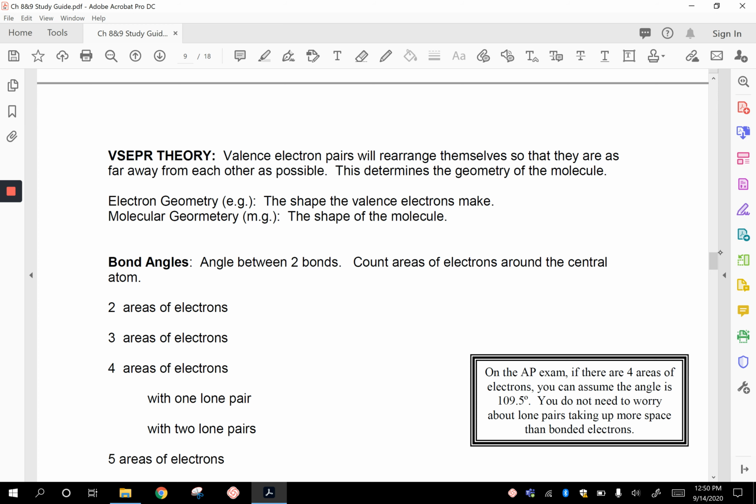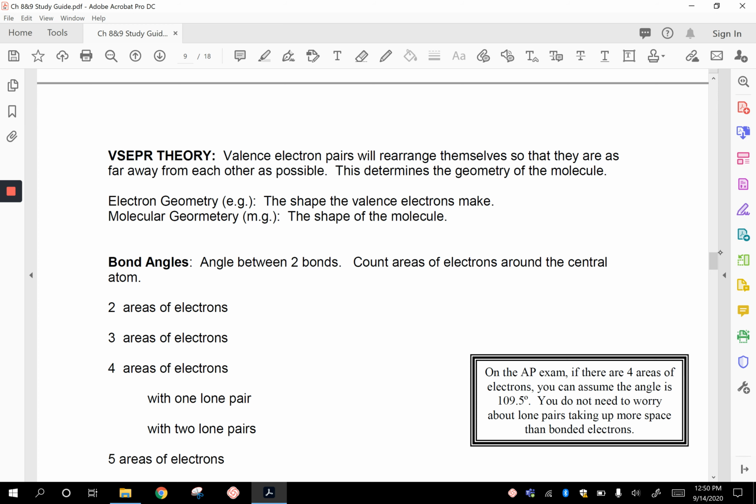On the AP exam, I haven't seen them ask about the electron geometry at all. So when they ask for geometry, usually it's the molecular geometry that they're looking for. For me personally, though, I think it helps if you know the electron geometry, so that from that you determine the hybridization, the bond angles, and the molecular geometry. So for me, it helps if I know the electron geometry.